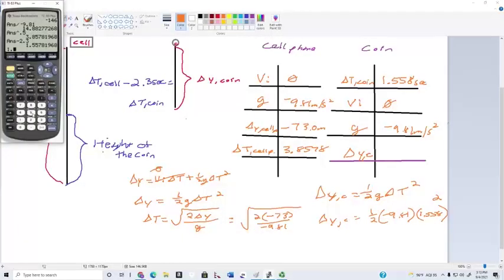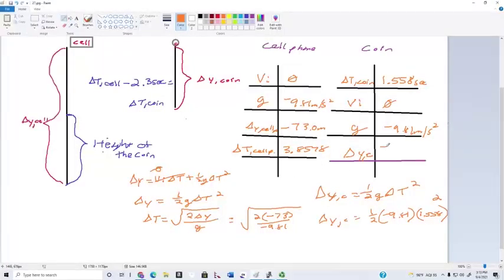So 1.558 squared times negative 9.81 times 0.5 gives negative 11.906. The final answer is going to be the 73 minus that number, but I want to ignore the negative signs. Now we're ready for our final answer. The height is equal to 73, that is the delta y of the coin without the negative symbol in front of it, minus 11.906.